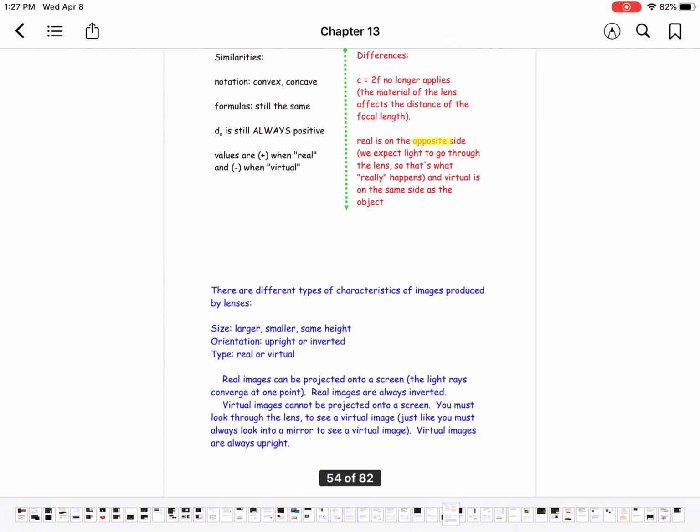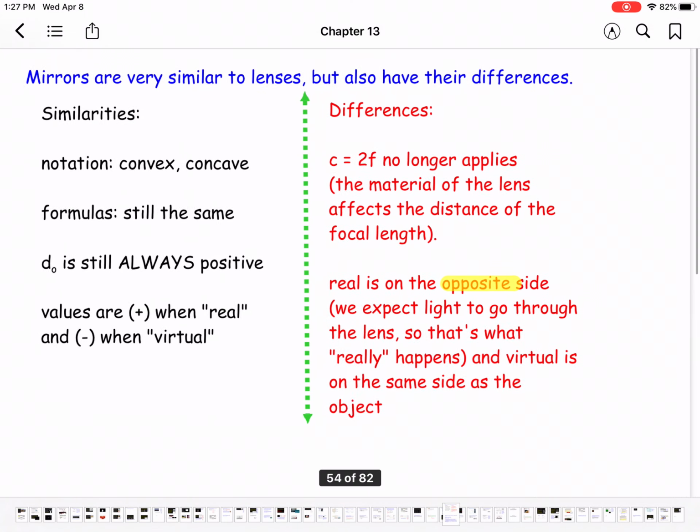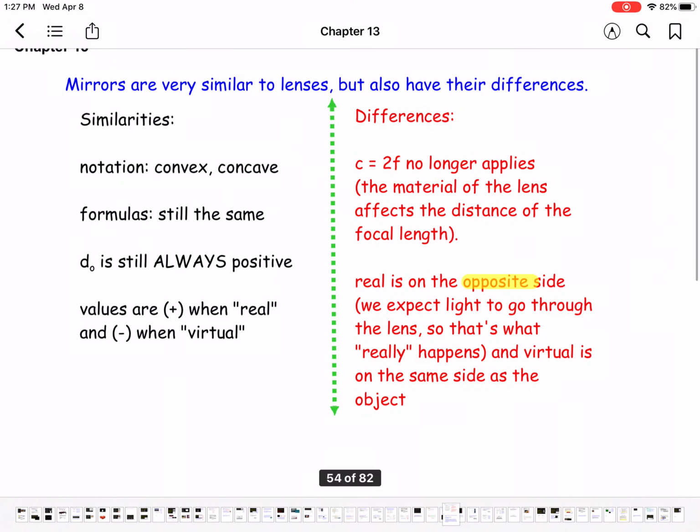Whoa, we're skipping pages. So mirrors and lenses are similar, but also different. The similarities: notation, convex, concave. The formulas we use are exactly the same. And DO is still always positive, and values are real when they're positive and virtual when they're negative. That's the same.